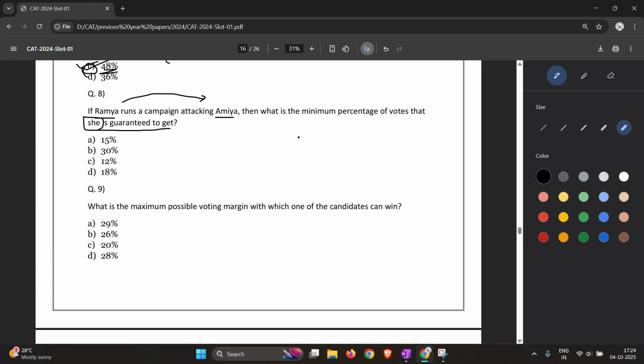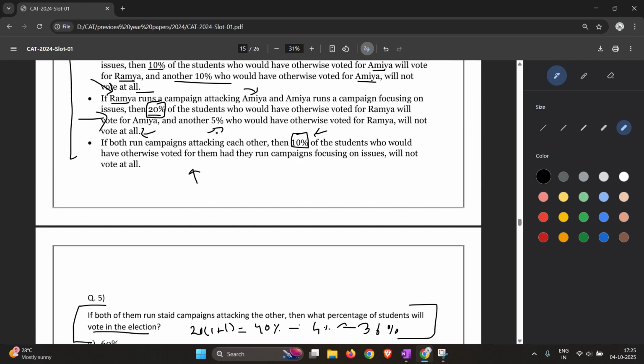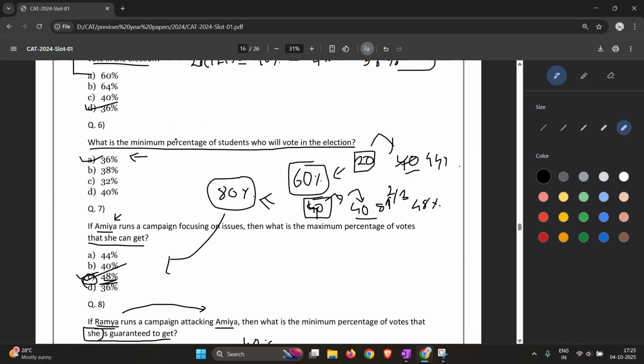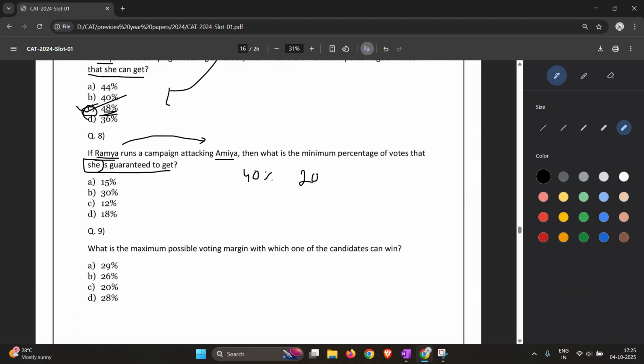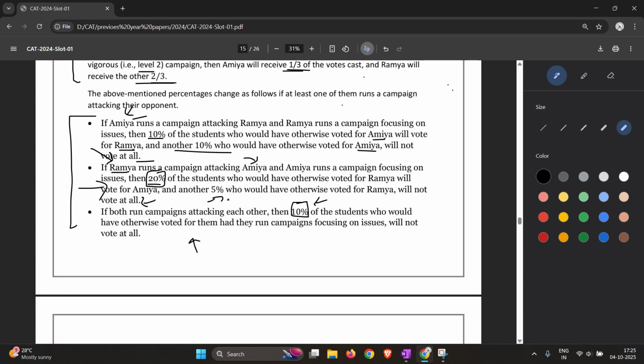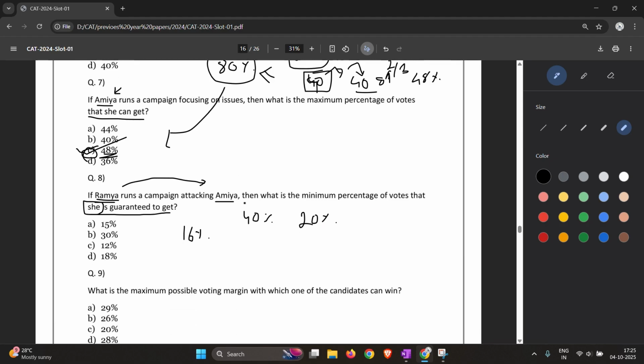But let's say that both of them ran a stated campaign. That way they will have the least amount of voters overall in the election. So that means only 40% of students are going to vote in total. So 20% of them would be voting for Ramya, but since Ramya is attacking Amya, 20% of her voters will go away. So 20% of 20% is 4%, so she'll now only get 16% of the votes. And there is one more criterion here, that 5% of her total voters will not vote at all. So 5% of 20% is just 1%.